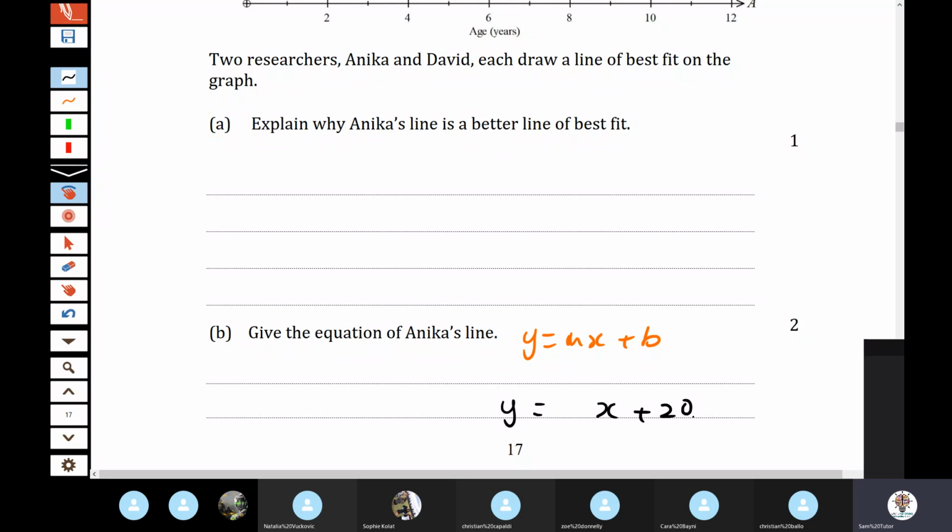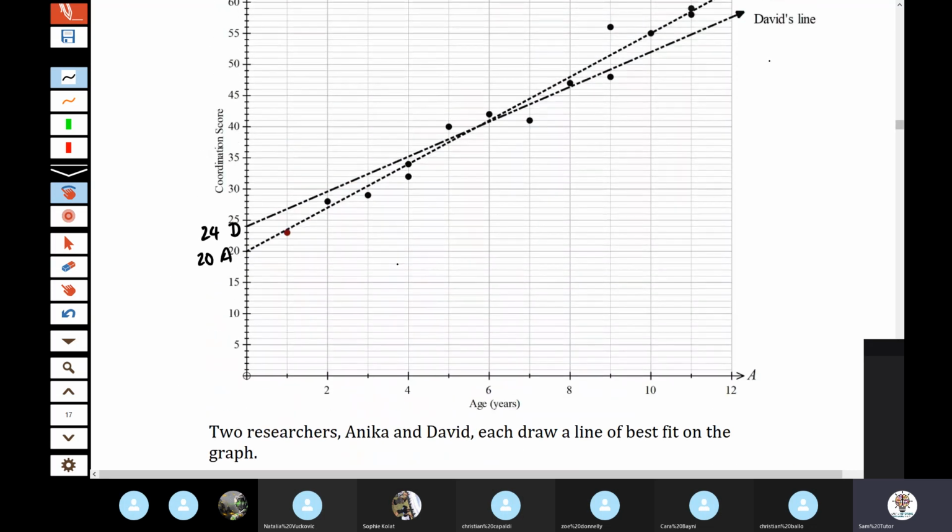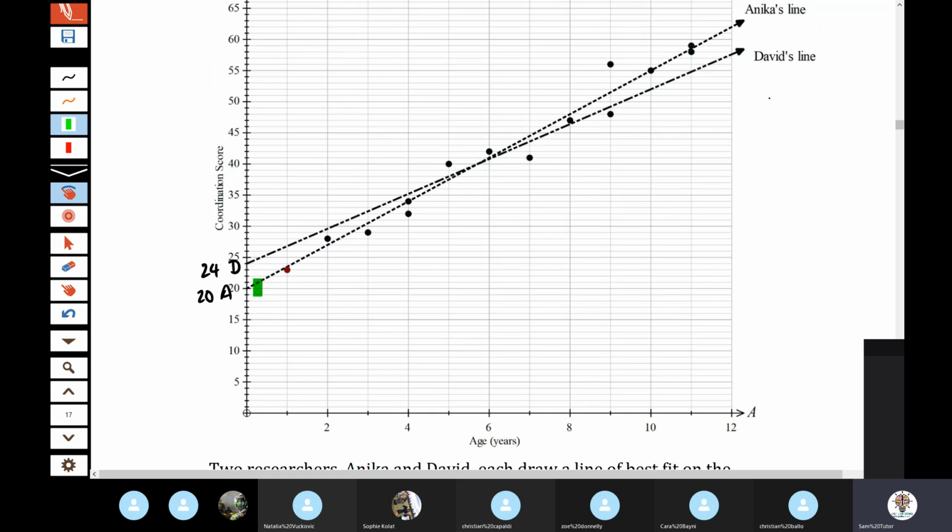All right, gradient. There's 2 ways of finding gradient. Rise over run is one of them. I'm just going to go up here. Rise over run. What's the other one? It actually doesn't matter the order. You could have said y1 minus y2 over x1 minus x2. It doesn't matter. Just so you know. All good? So either one you could have chosen. Let's choose Anika's line. Let's go and highlight it for a second, just so it's a bit easier for us all to see. There it is.